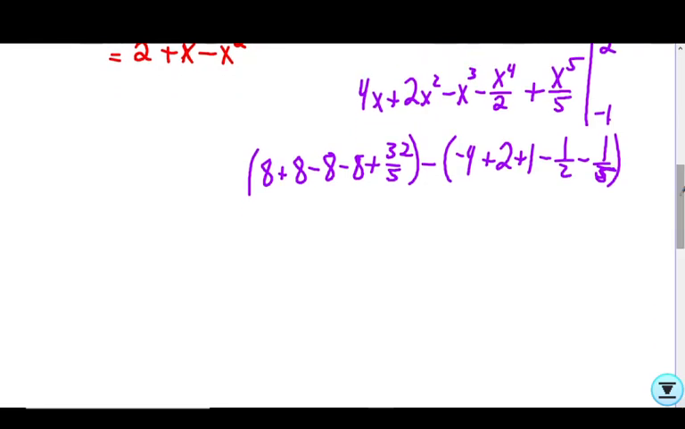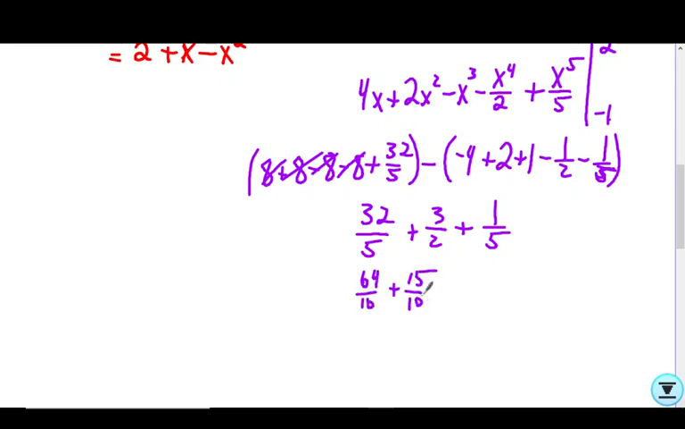Then we're going to add up like terms. Plus 8 minus 8 plus 8 minus 8, so you get 32 over 5. And here you're going to get positive 3/2 plus 1/5. Get common denominators, so you get 64 over 10 plus 15 over 10 plus 2 over 10, which is 81 over 10. And that's your answer.